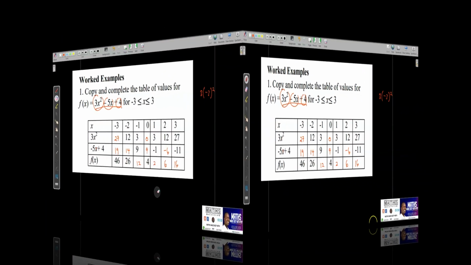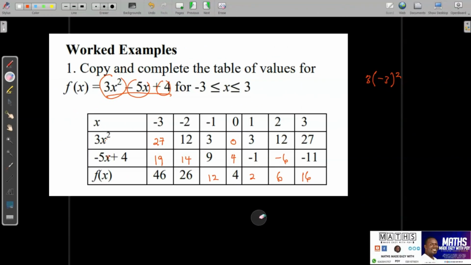I hope you've copied. Just copy the function and then the range. Copy f of x is equal to 3x squared minus 5x plus 4. And then the interval is negative 3 to 3. Just put that one down.